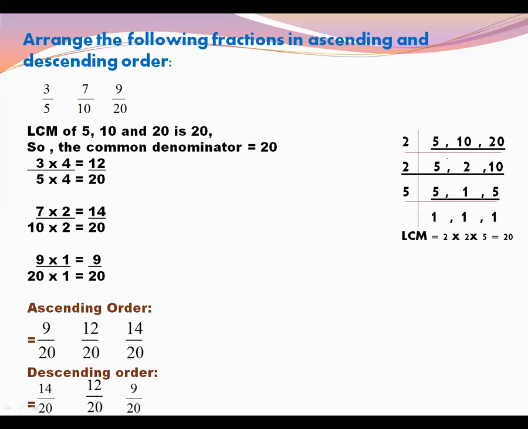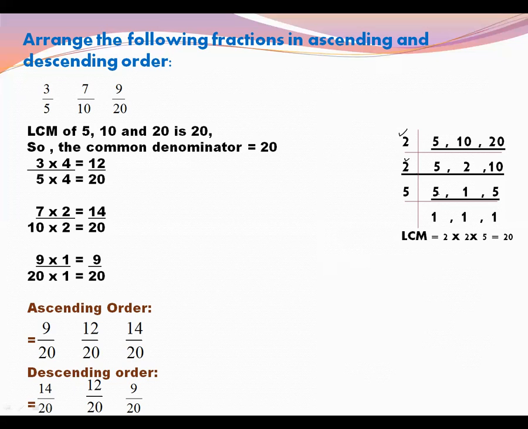On the rough side or on the side of your copy, you have to take out the LCM as I have done it over here in the same way. 5, 10, and 20, because 10 and 20 are even numbers. So I'm going to start with my first even prime number, that is 2. When 2 is going to divide 5, 10, and 20, I got 5, 5, and 10. Again, it can be divisible by 2. Obviously, 5 cannot, so 5 will be written as it is. And 2 ones are 2, 2 fives are 10. Now I cannot take 2 again.